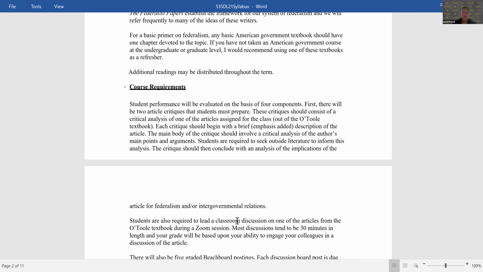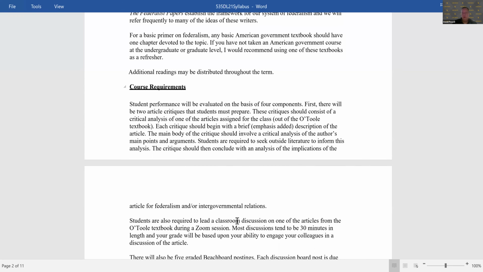And so I really do want you to critically analyze the argument by the author in that second part of the critique. And then the third part of the critique, you're going to find that nexus between the article and federalism and public administration. So what does this article mean for our study of federalism and public administration? Are there any practical aspects of the article that would be beneficial to you and or your organization in the everyday course of doing the public's business? And so try and find that nexus between the article and public administration, federalism. Why is the article important to how we do public administration or how we study federalism?